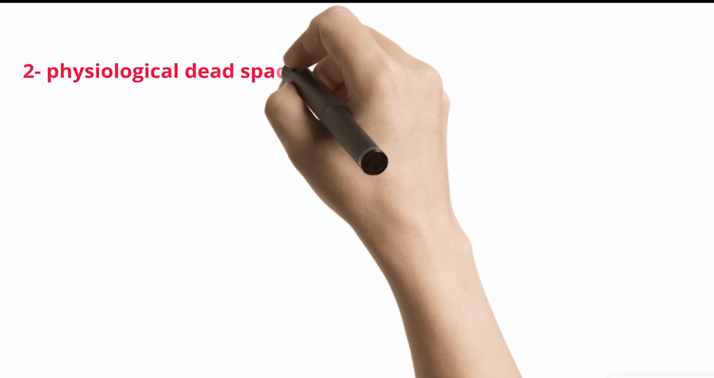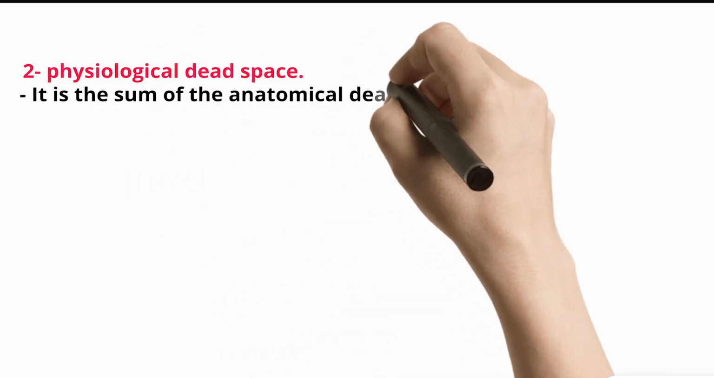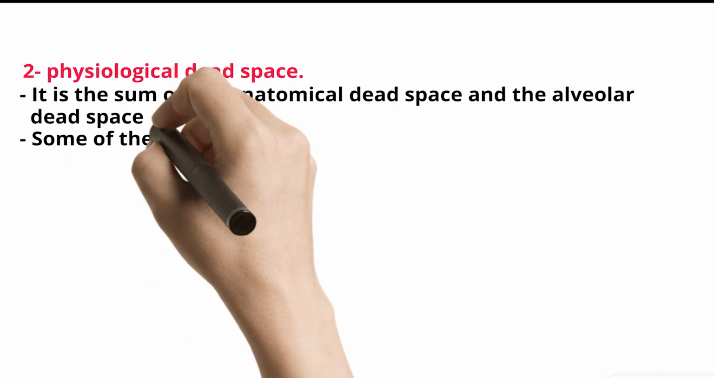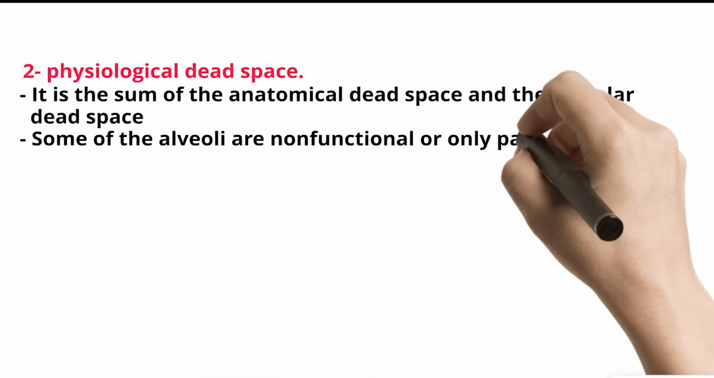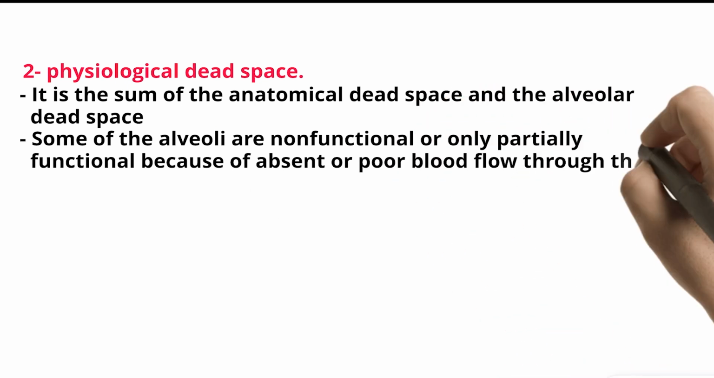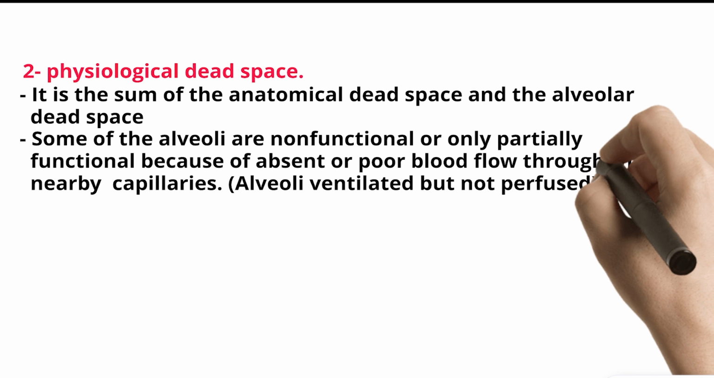Two, physiological dead space. It is the sum of the anatomical dead space and the alveolar dead space. Some of the alveoli are non-functional or only partially functional because of absent or poor blood flow through the nearby capillaries. These alveoli are ventilated but not perfused.